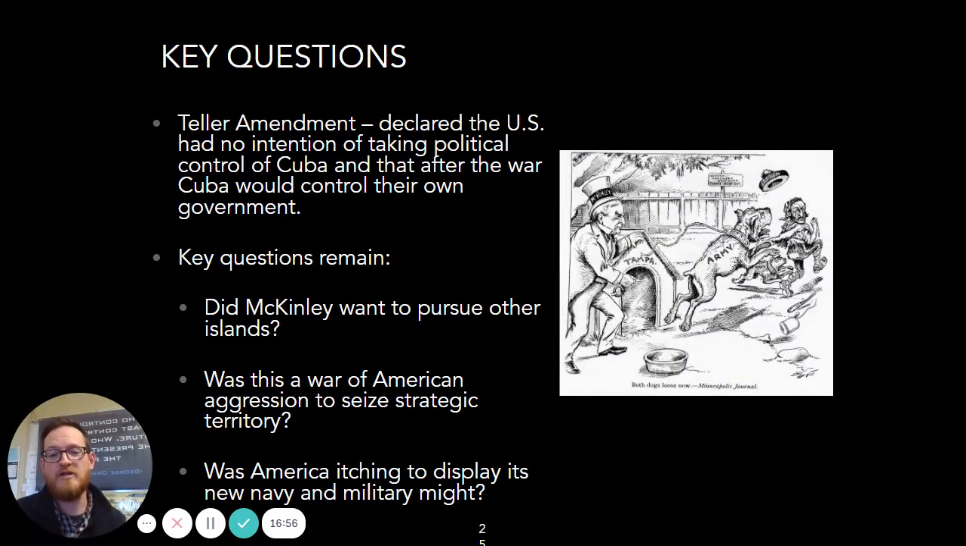So now some key questions. With this, you're going to see the Teller Amendment get passed, and that declares that the U.S. had no intention of taking political control of Cuba, and that after the war, Cuba would gain their own government. Basically saying, hey, we're not here to take over Cuba. We're helping Cuba get control of their country away from the Spanish, and then we are done with that.